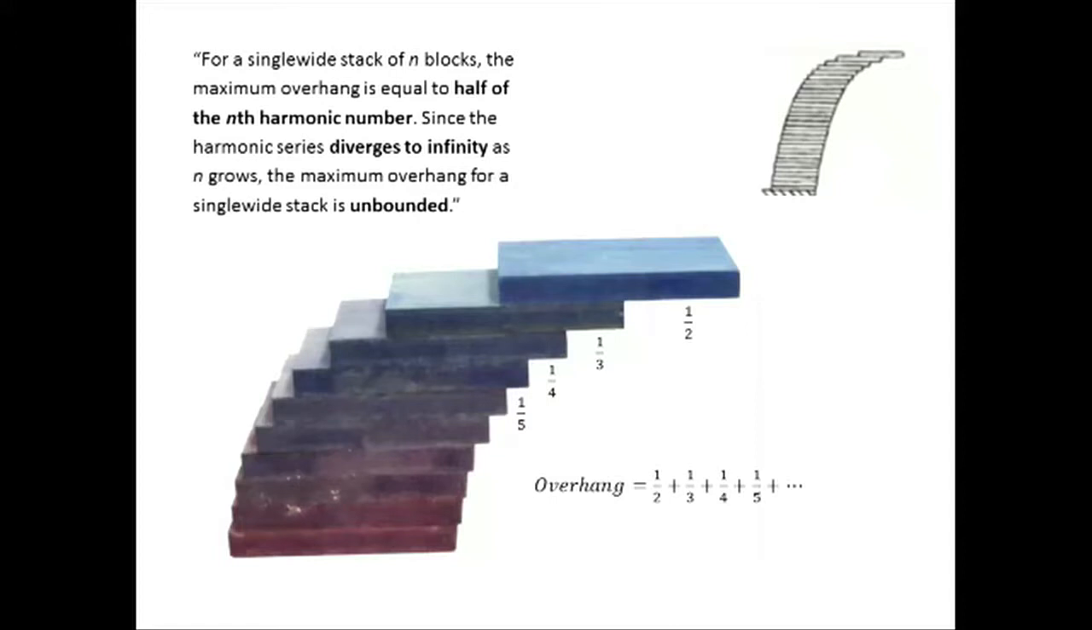Their unidirectional stack of blocks, they found, follows the harmonic series. The top block overhangs the second by 1/2 a unit, the second overhangs the third by 1/3 of a unit, and successive overhangs are 1/4, 1/5, and so on. As a result, the total overhang of the structure is equal to the sum of the harmonic series shown here, which, as they explain, diverges to infinity and has no upper bound.